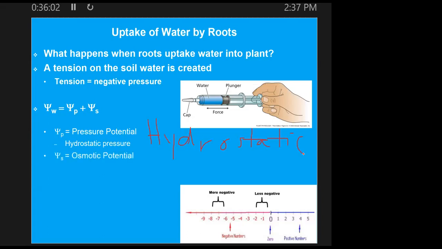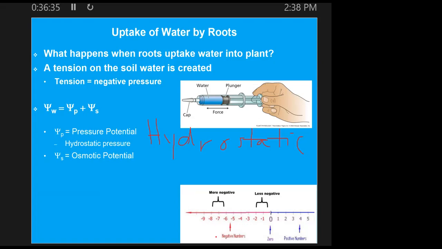And then you can't ignore the psi sub s, especially if you're in a field that has a lot of salts in it. Psi sub s will come into play. But if you're thinking about a more typical soil, like just out here in a forest, that isn't fertilized and isn't being managed in any way, your psi sub s component isn't super big or super negative. So you tend not to have much influence.